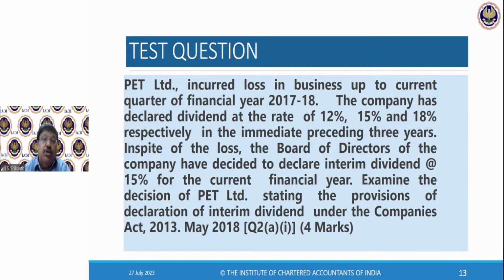You have to write so much to get 3.5 marks. If you want a 4 marks question, you cannot just say, the decision of PET Limited is correct. Please proceed. Like that, you cannot put a note there. You have to give a detailed argument as to how you arrived at your conclusion.